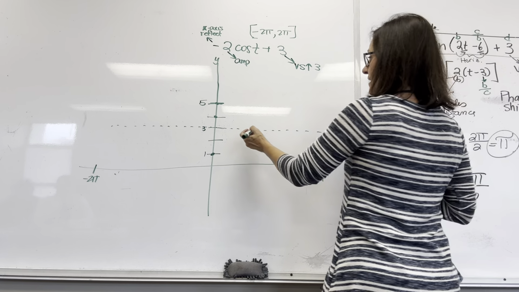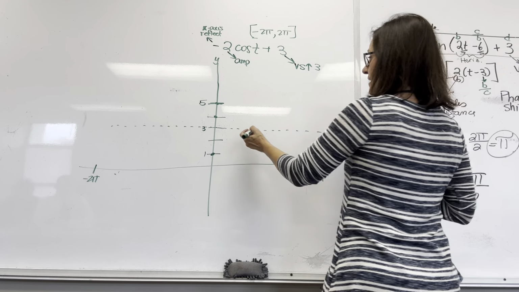Look at example 2. We're just going to describe these. We don't have to graph these. All right, example 2 on page 502. How would you describe the sine of t plus pi over 2, what's happened to it?